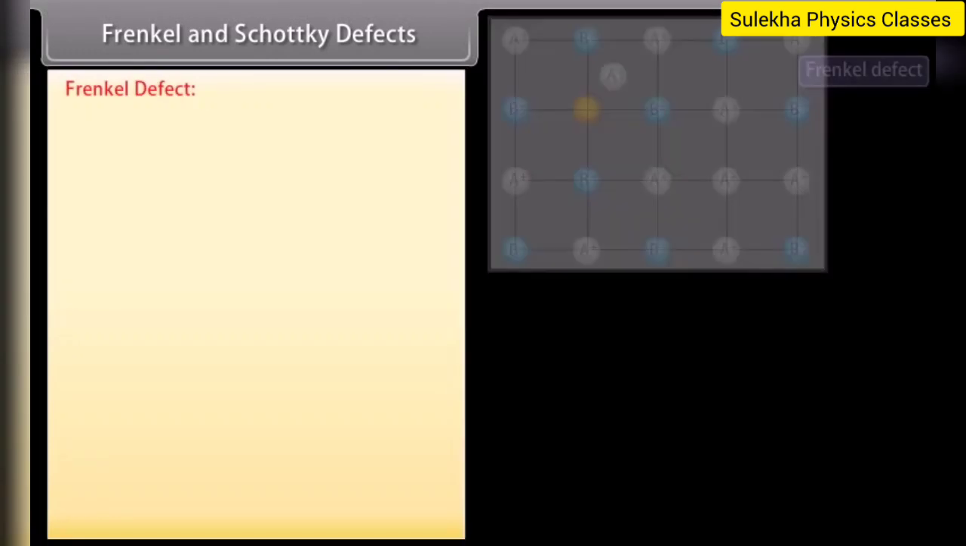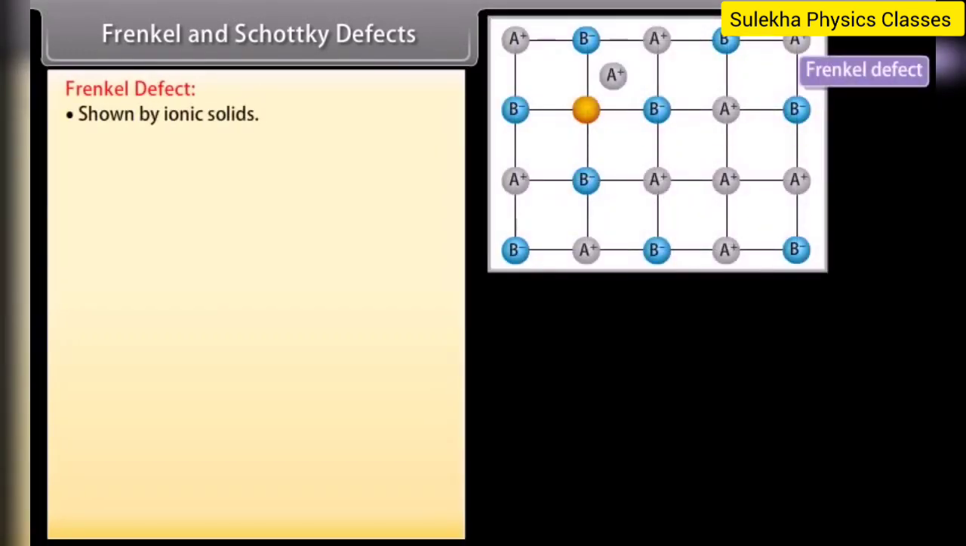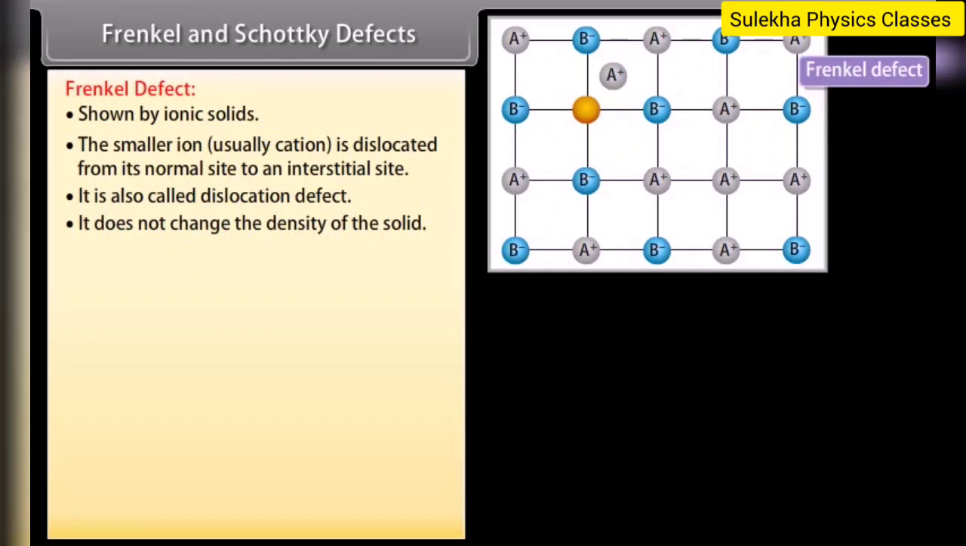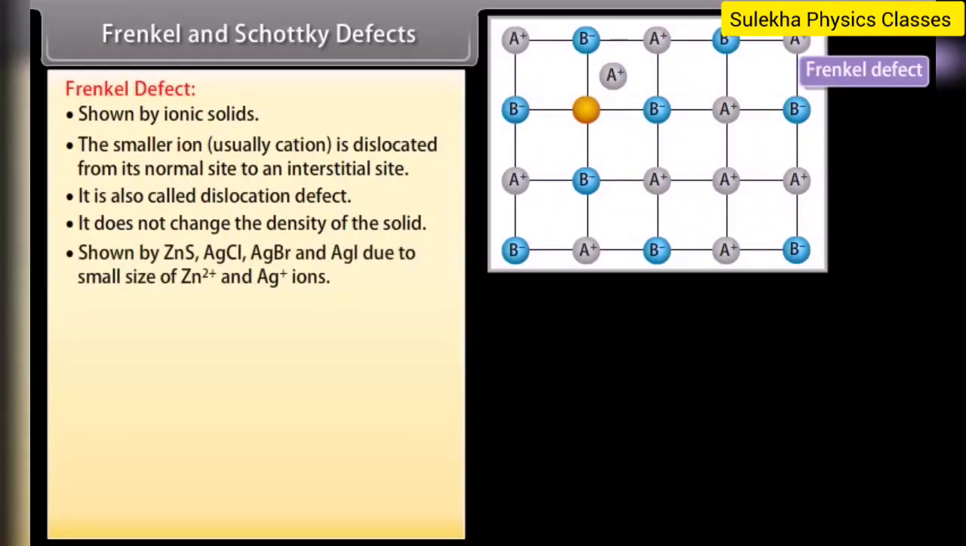Frenkel and Schottky defects. Frenkel defect, shown by ionic solids. The smaller ion, usually the cation, is dislocated from its normal site to an interstitial site. It is also called dislocation defect. It does not change the density of the solid. It is shown by ZnS, AgCl, AgBr, and AgI due to the small size of Zn²⁺ and Ag⁺ ions.